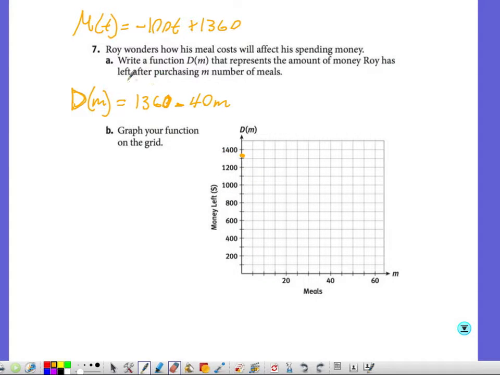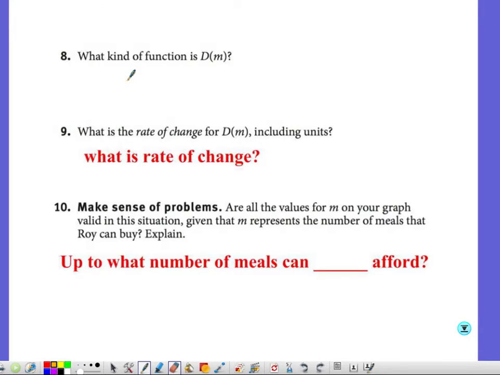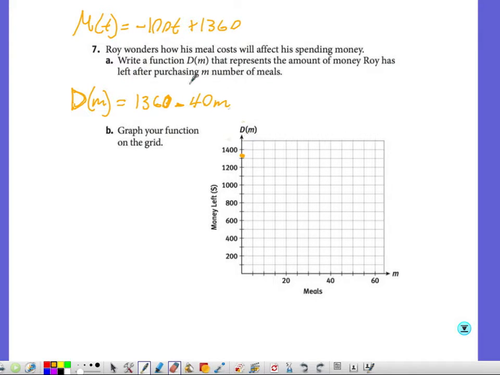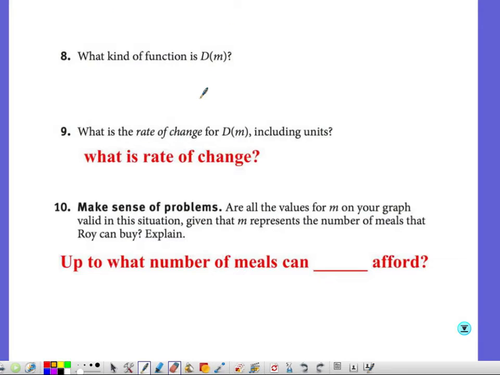Well, what kind of function is d of m? Looking at this, it is basically in the form of y equals mx plus b, where b is 1360 and m is negative 40. So again, we have a linear function. Question number 9. What is the rate of change for d of m including units?